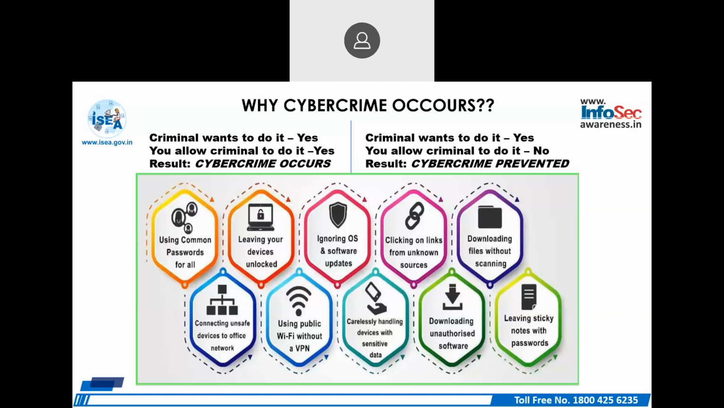Then the last one, downloading unauthorized software, cracked software. It is the biggest problem in India. People in India do not want to invest in their hobbies or something. They want to do podcasting, they want some software, they'll go for the cracked one. They want some video editing software, they'll go for the cracked one. They'll go for the free one.